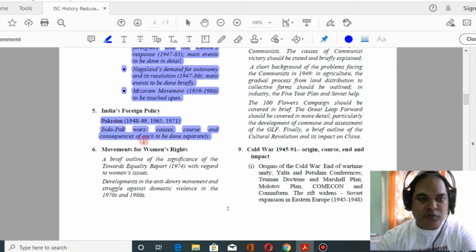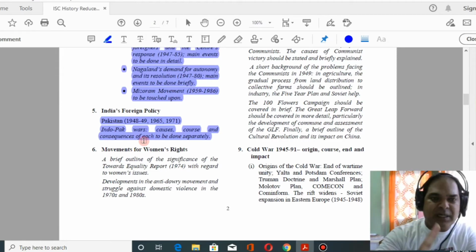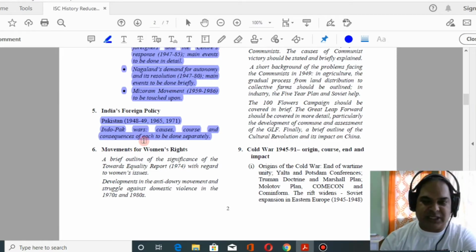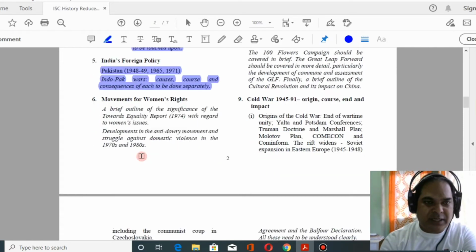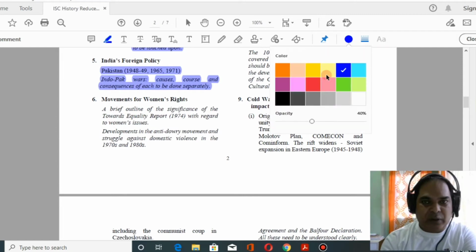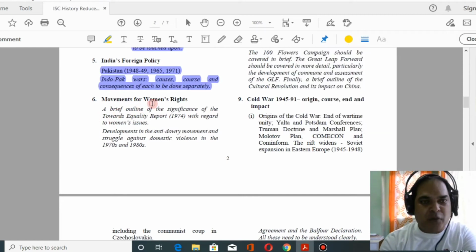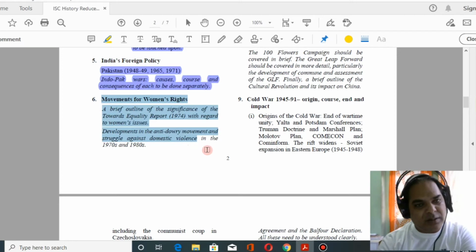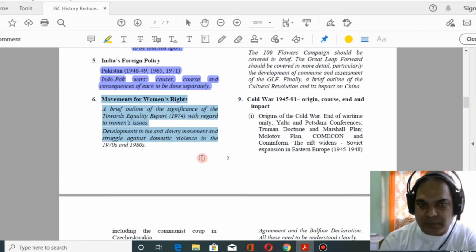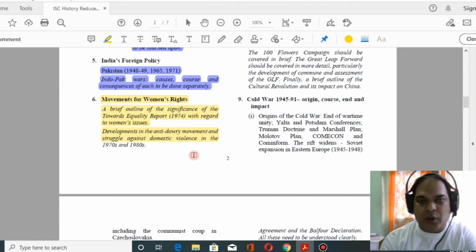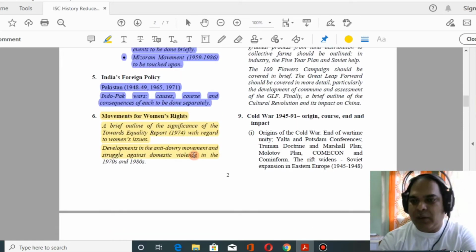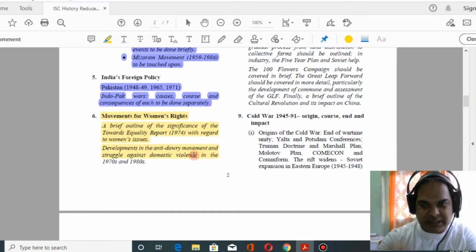Now let us move to chapter number 6. Chapter number 6 was excluded in the last session. In 2021 it was not there in the reduced syllabus, so this year they have included it. Movements for women's rights was not there in the last session, this time they have included it, so not a big deal. It is a very simple chapter, and mostly the question is asked from this chapter for 12 marks directly. This is also an important thing, and from my point of view we should include it.